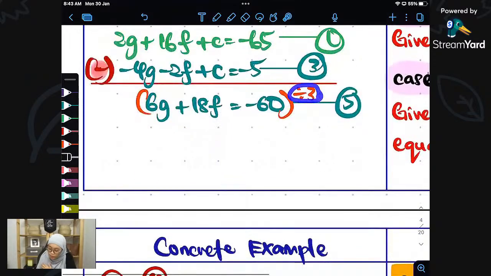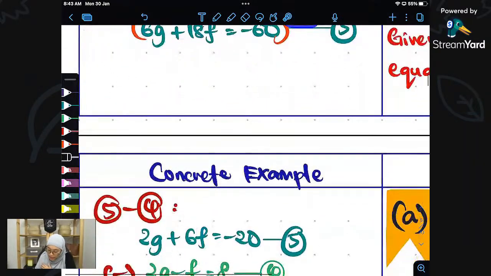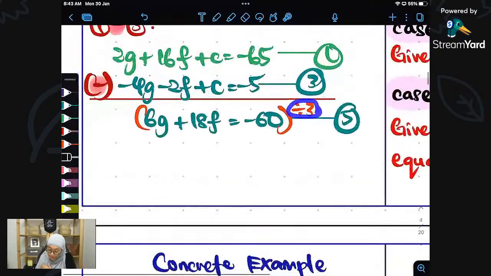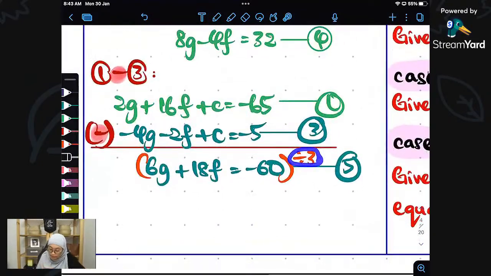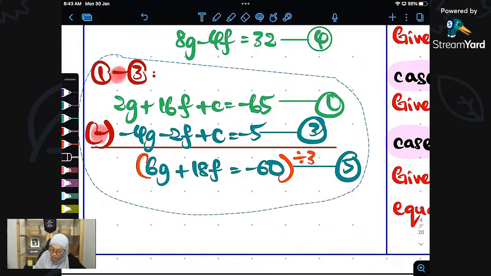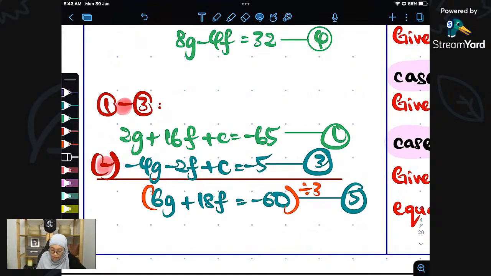Why do I divide it with 3? Kenapa saya bagikan dengan 3? What is the purpose of it? What is the benefits of this? Oh, I think I remember already. So give me some space here. I divide this with G sebab saya nak 2G tambah 6F equal it to negative 20.